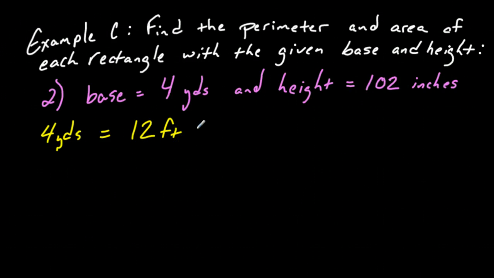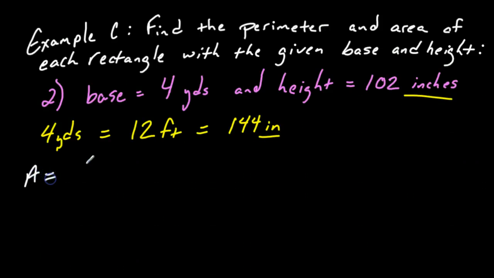And feet and inches are still not the same, so I can't say 12 feet and 102 inches. So I got to convert the feet into inches. I know there's 12 inches in a foot, so 12 feet times 12 inches would be 144 inches, which is good. Now I've got inches and inches, so I can actually go ahead with this problem.